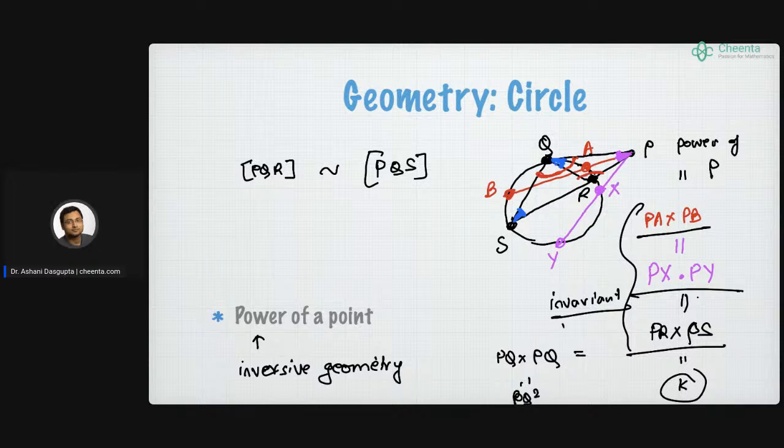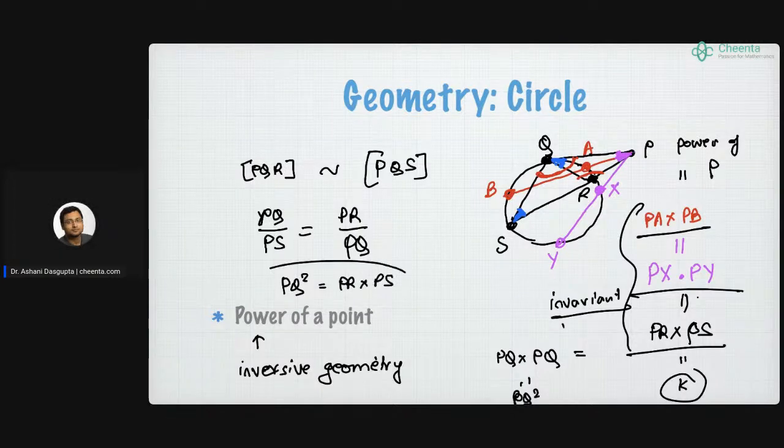Now we know that these two triangles are similar, so the corresponding sides are proportional. Let's look at the sides opposite to the red angle: PQ and PS. So PQ over PS is equal to, let's look at the blue angle, whose opposite side is PQ again in one triangle, and PR in the other. So we can write it as PR by PQ. Now if we cross multiply, we get the desired result: PQ square equals PR times PS. So this is the standard proof of the power of a point theorem.